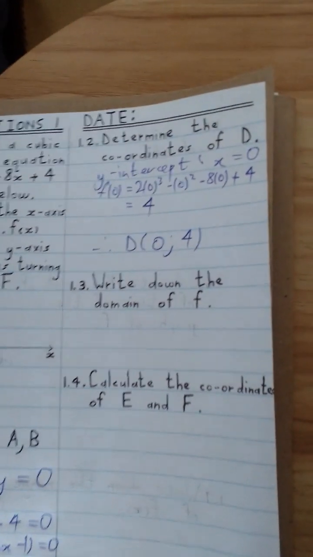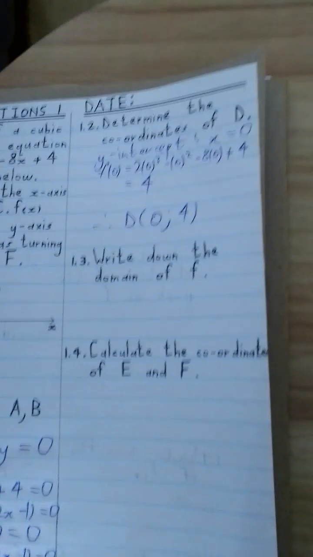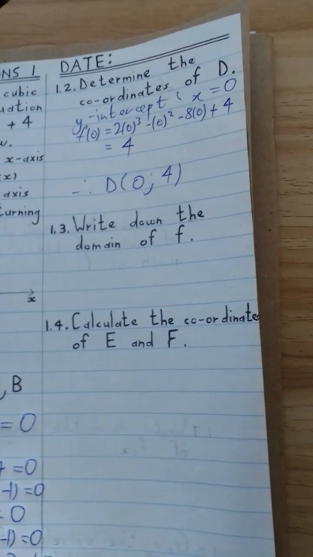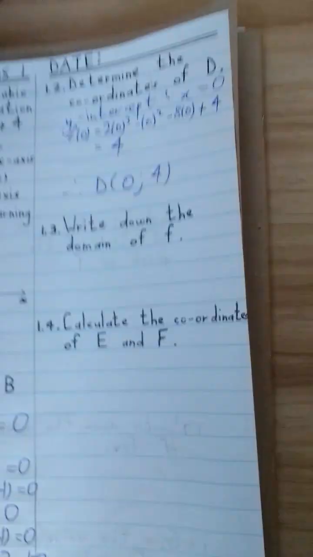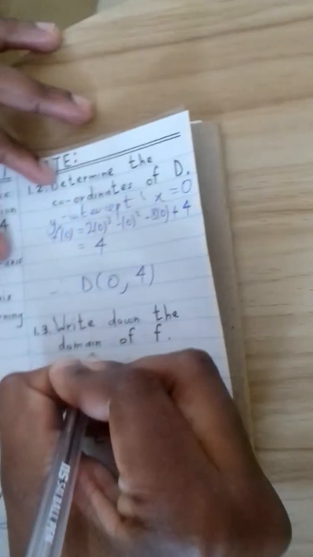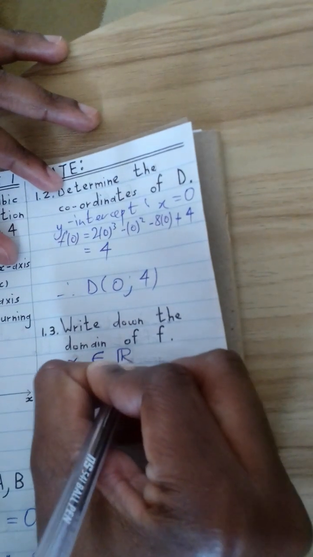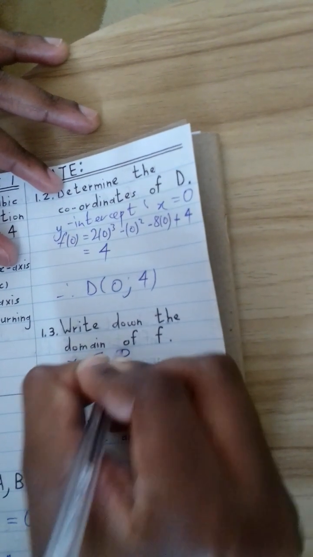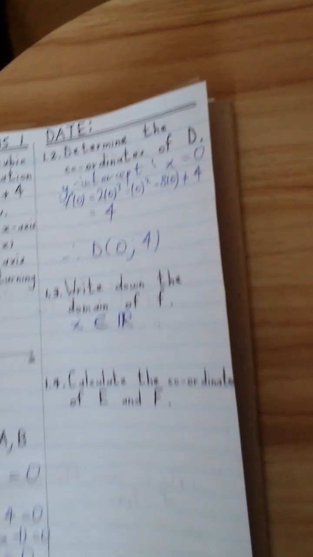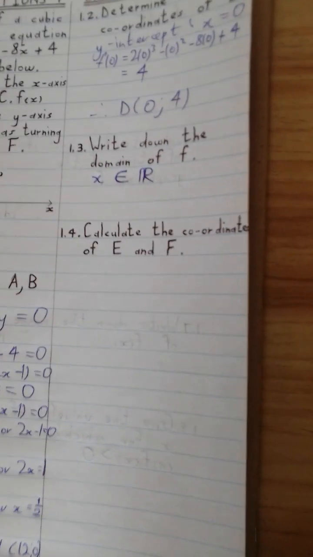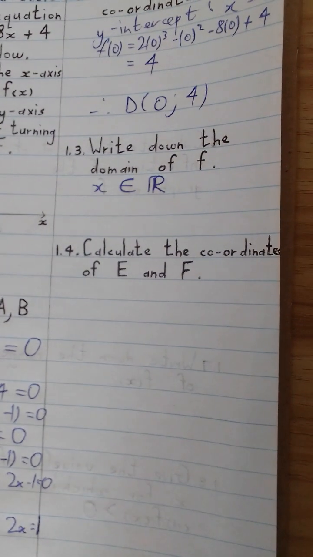1.3 states, write down the domain of f. We know that the domain is the set of x values. This graph is not restricted, so x is an element of the real numbers. Or you can use interval notation: x is an element of curved bracket negative infinity, semicolon, infinity, curved bracket.